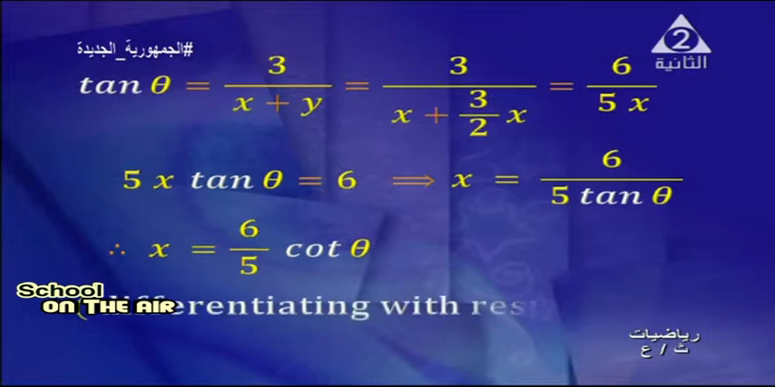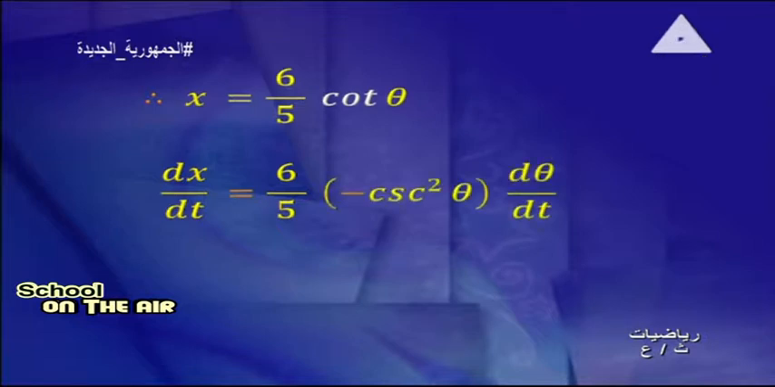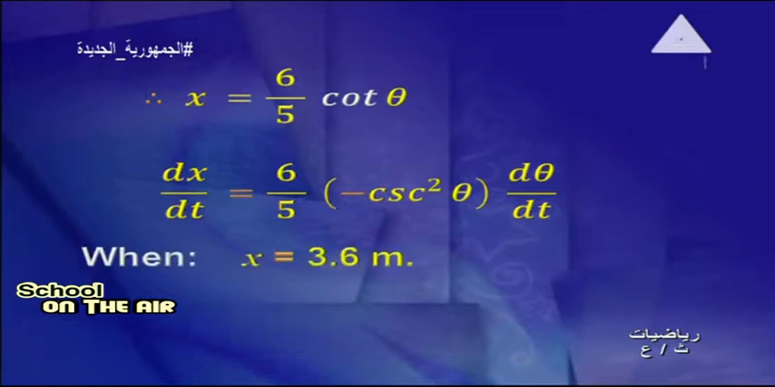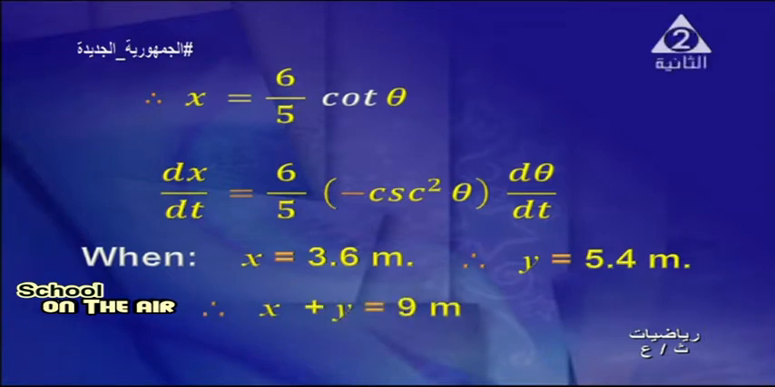Then, by differentiating with respect to the time t, we get dx dt equals 6 over 5, which is a constant, multiply the derivative of cotan theta with respect to the time t. The derivative of cotan theta equals negative cosec power 2 theta times the derivative of the angle with respect to time, which equals d theta dt. When x equals 3.6 meter, then y equals 5.4, then x plus y equals 9 meter.